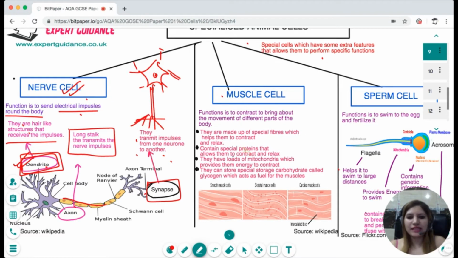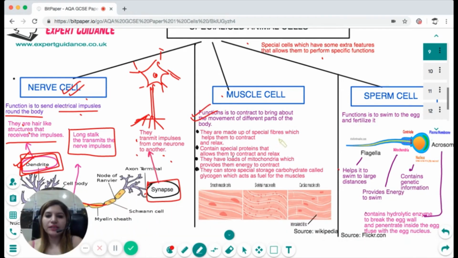Next is the muscle cell. The function of the muscle cell is to contract and bring about the movement of different parts of the body, and for that they are made up of special fibers which help them to contract and relax. They contain special proteins that allow them to contract and relax. They have loads of mitochondria which provide them energy to contract, and they have a special storage carbohydrate called glycogen which acts as a fuel for the muscles. Okay, so for both of them, you should know the function and what features they have.